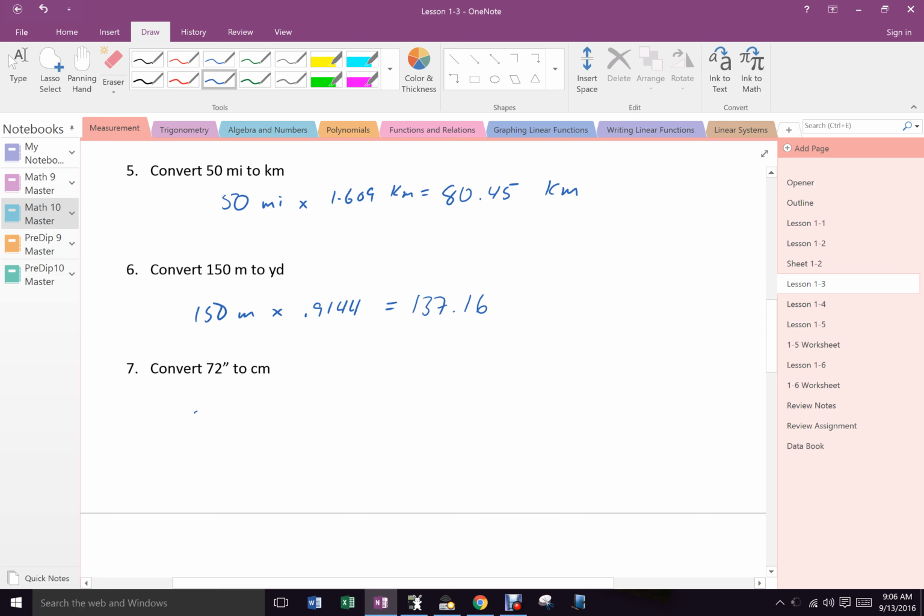72 inches to centimeters. I want centimeters, so 2.54. Do I need the one on the bottom? Nope. 182.88. Everybody good? That's all there is to it.